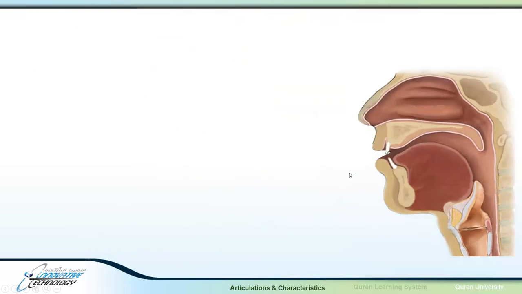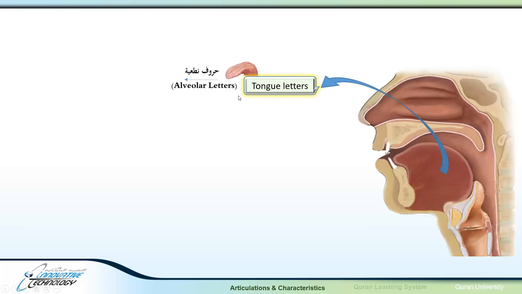Let us take 2 letters that share the same articulation point. For example, 2 tongue letters from the alveolar letters group. They share the same articulation zone here, where the tongue meets the front part of the ridged hard palate. We have the ط and ت.